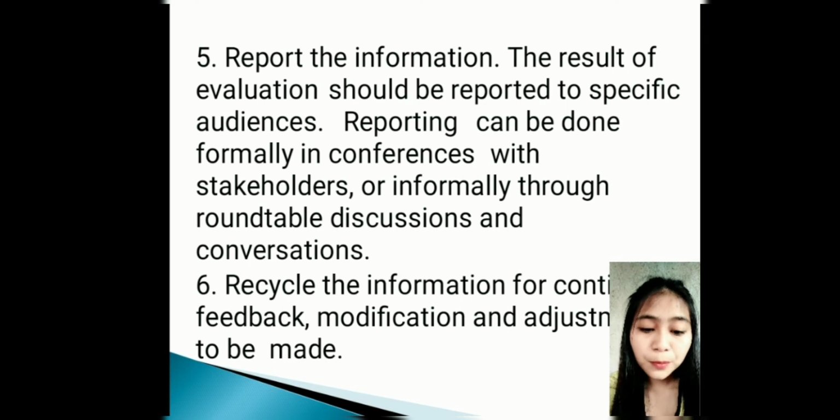5. Report the information. The result of evaluation should be reported to specific audiences. Reporting can be done formally in conferences with stakeholders or informally through roundtable discussions and conversations. 6. Recycle the information for continuous feedback, modification, and adjustments to be made.